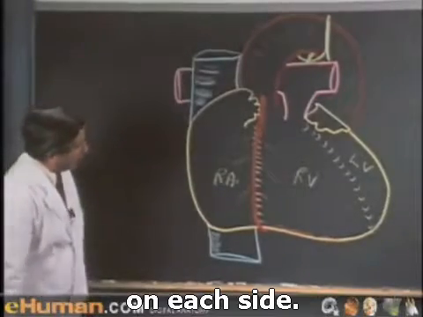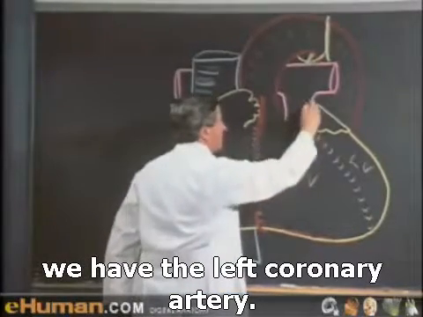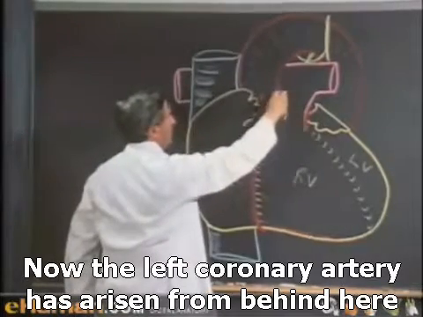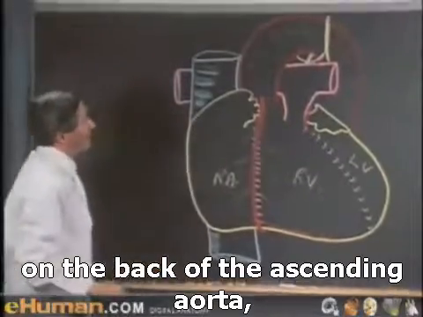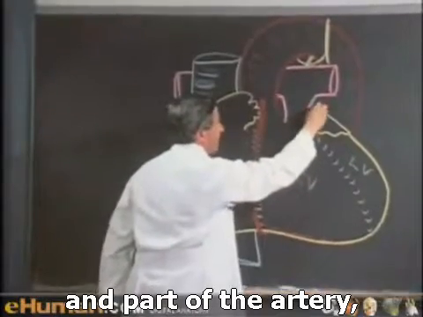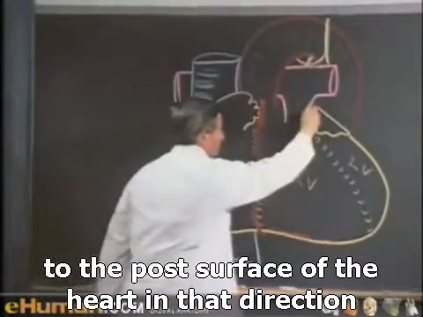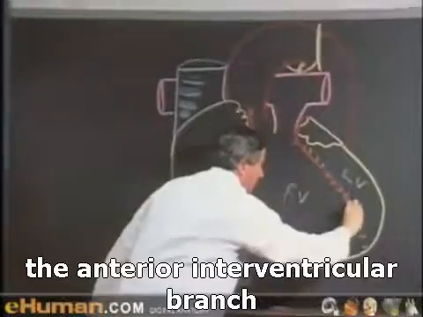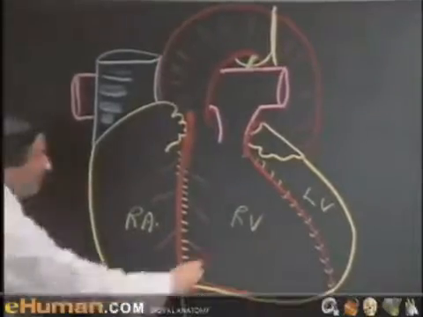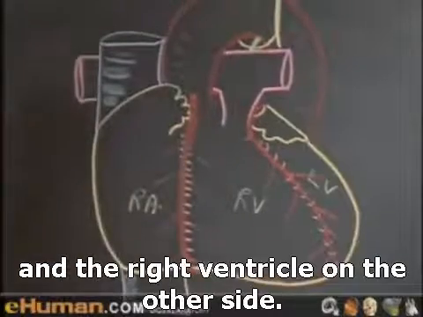Now, coming down on the other side, we have the left coronary artery. Now, the left coronary artery has arisen from behind here, from the back of the ascending aorta, and it has passed behind the pulmonary trunk here, and part of the artery, the main part of the artery, is going over onto the posterior surface of the heart in that direction, with a branch coming forward and down here, the anterior interventricular branch of the left coronary artery. And this anterior interventricular branch is going to supply the left ventricle on one side and the right ventricle on the other side.